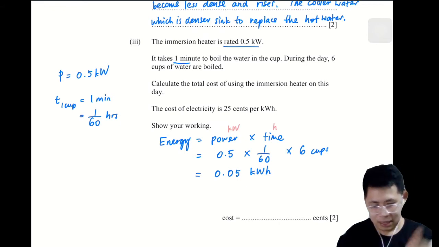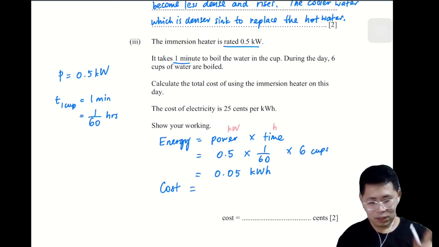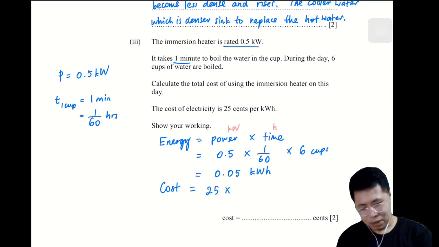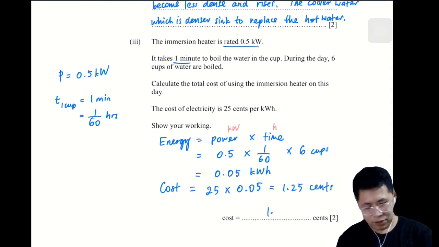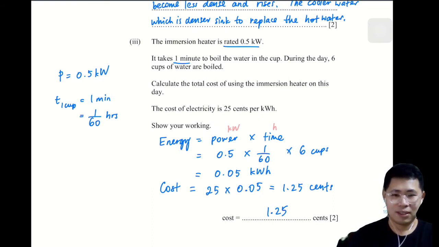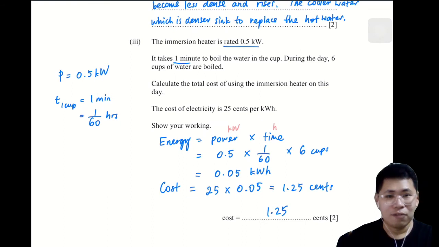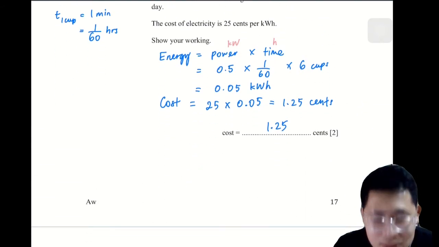0.05 kilowatt hours. Then last but not least, the cost. 1 kilowatt hour is 25 cents. So this will be 25 times 0.05, which is 1.25 cents to boil 6 cups. Quite cheap, huh? 1.25 cents to boil 6 cups. So far so good. We're just making use of the formula and multiplying by how many cups. So that is that question there.